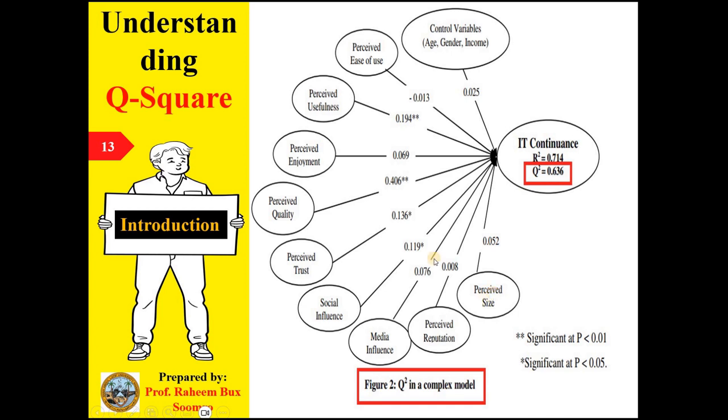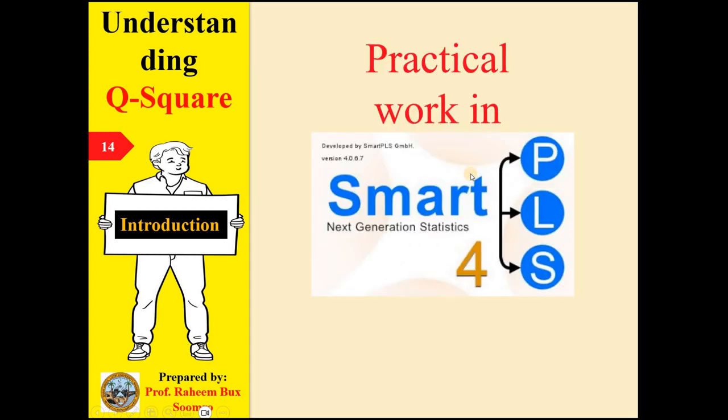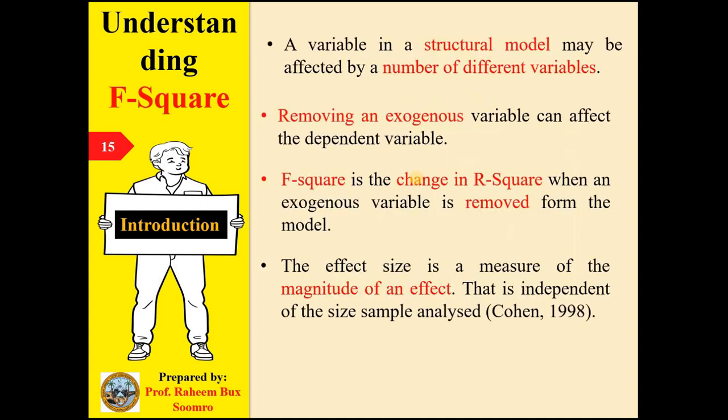Now, for Q square, you're looking here at one model where all our independent variables are there, and the beta values are shown. This is our IT continuous, the dependent variable. R square is 0.71, and Q square is 0.636, much higher than 0. In this way, you can report your Q square as well as your R square values in the model. The practical work in SmartPLS 4 is available if you watch until the end of this video.